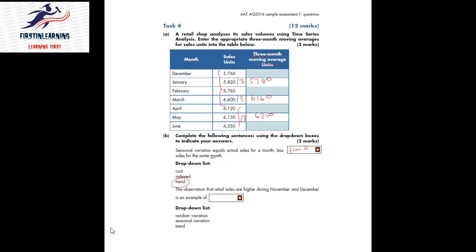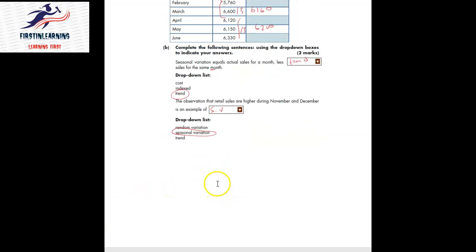The next one says the observation that retail sales are higher during November and December is an example of seasonal variation. So basically, if in a particular month the sales go high and after that the sales go down, it is called seasonal variation. For example, if the company sells fans or AC, maybe during June and July when the weather is really hot, that time the sales are really high, and maybe in wintertime the sales are really low. So this is an example of seasonal variation. Let's have a look at the next question we have here.